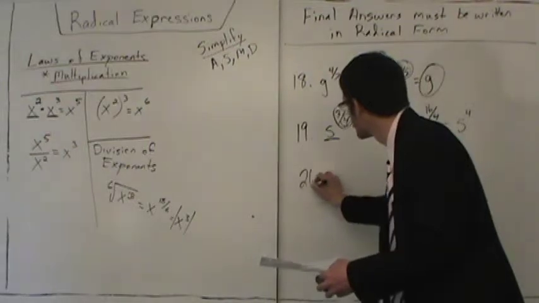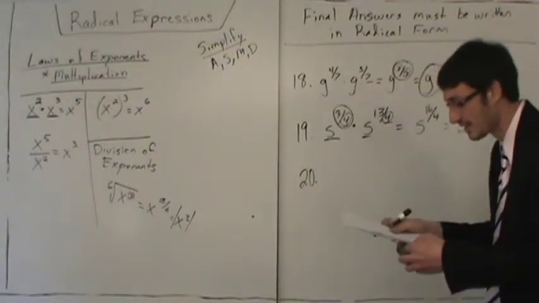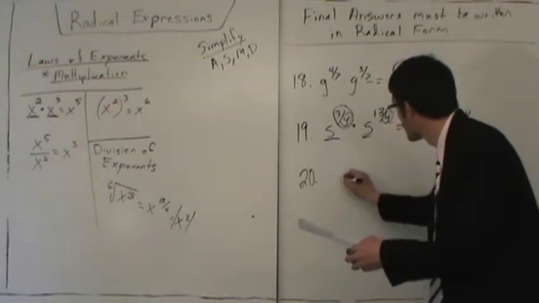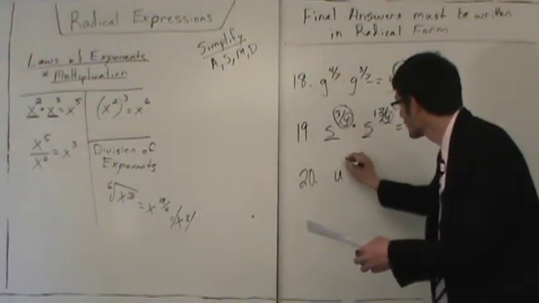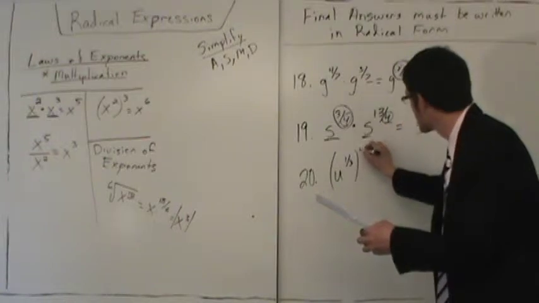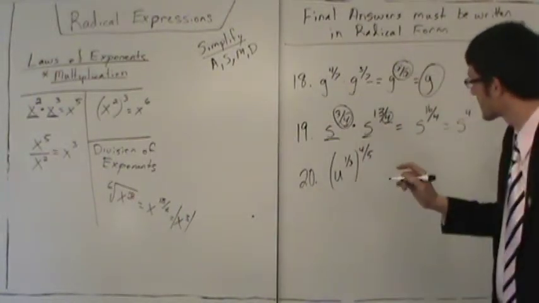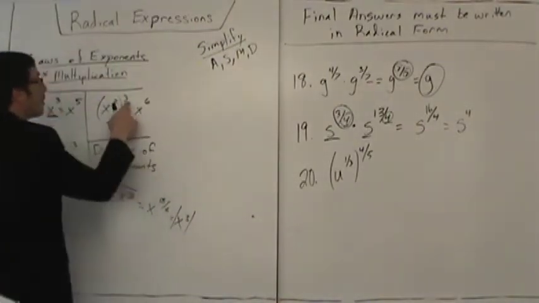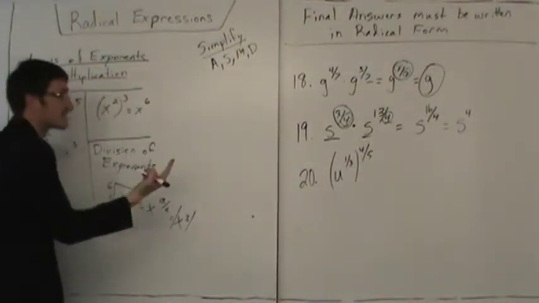Number 20, I'm using a practice sheet here that you should have received in class. Now, u to the 1/3, all this to the 4/5 power. Notice, in this case, we have power of power. Reminder, when we have power of power, we multiply our exponents. So 2 times 3 gives 6.